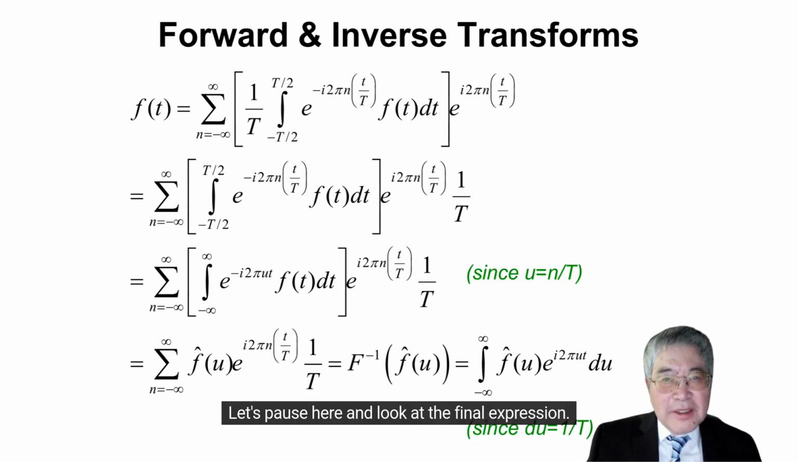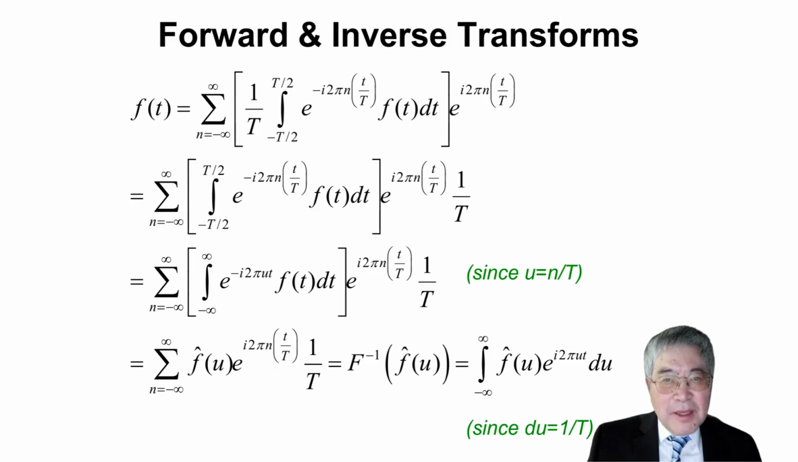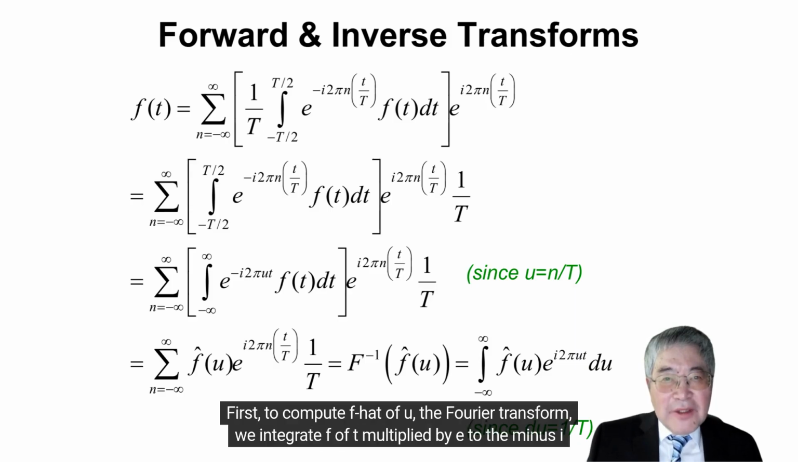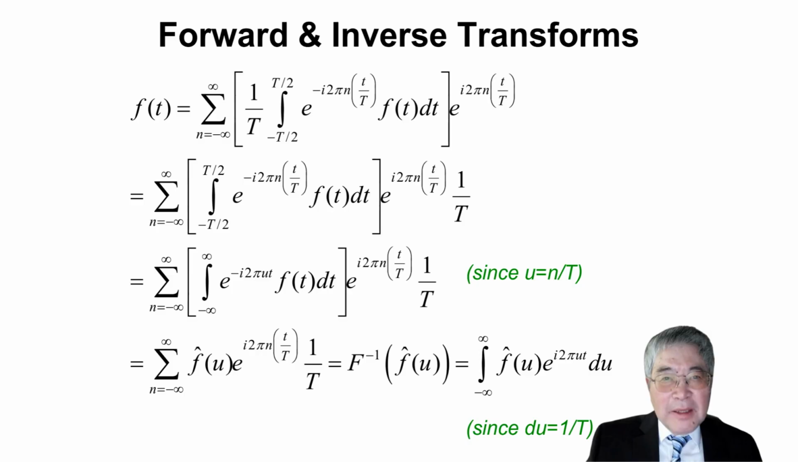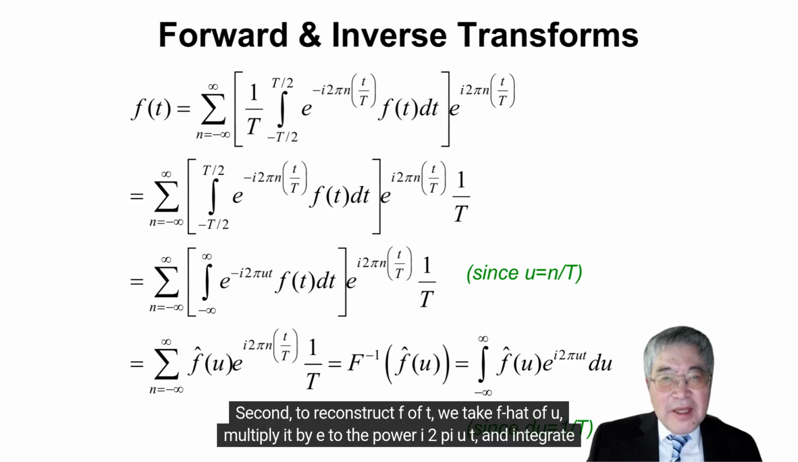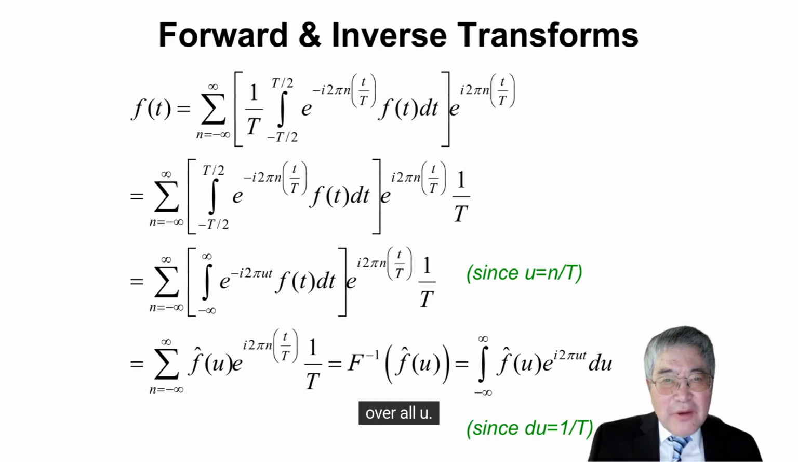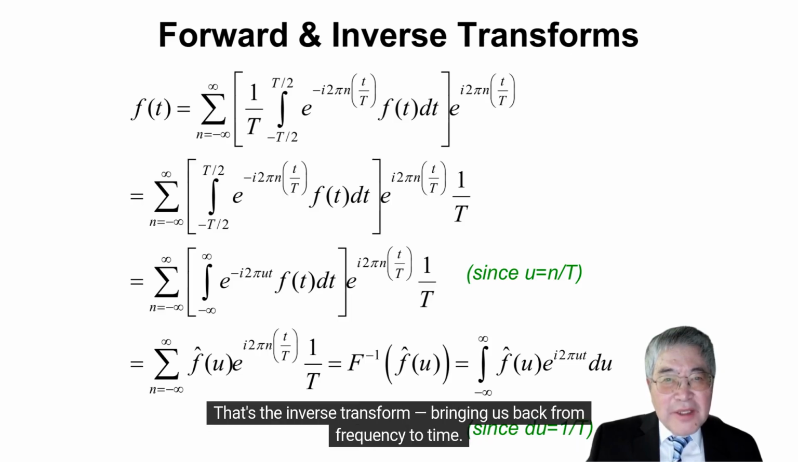Let's pause here and look at the final expression. You'll notice two things. First, to compute f hat of u, the Fourier transform, we integrate f of t multiplied by e to the minus i 2 pi u t. That's the forward transform, moving from the time domain to the frequency domain. Second, to reconstruct f of t, we take f hat of u, multiply it by e to the power i 2 pi u t, and integrate over all u. That's the inverse transform, bringing us back from frequency to time.